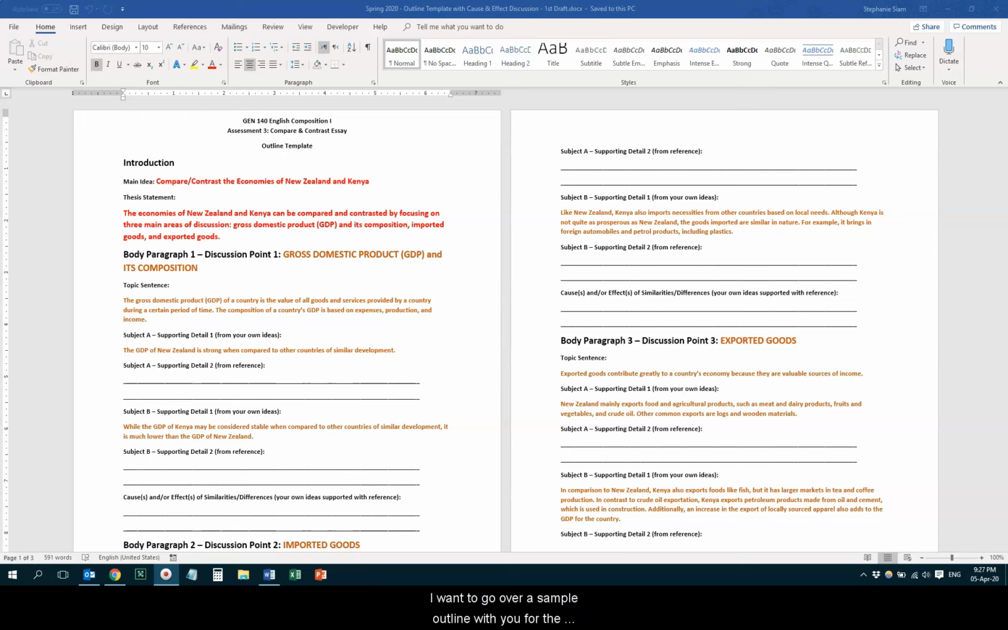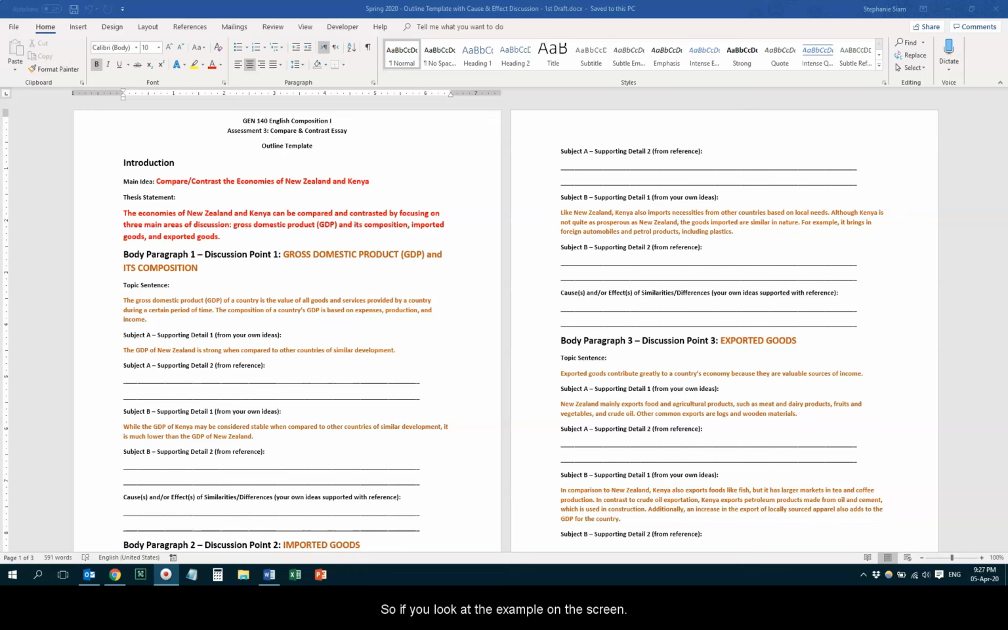Hi guys, I want to go over a sample outline with you for the compare and contrast essay. I'm using the two subjects from the example brainstorming table and Venn diagram. So we're looking at comparing and contrasting the economies of New Zealand and Kenya.